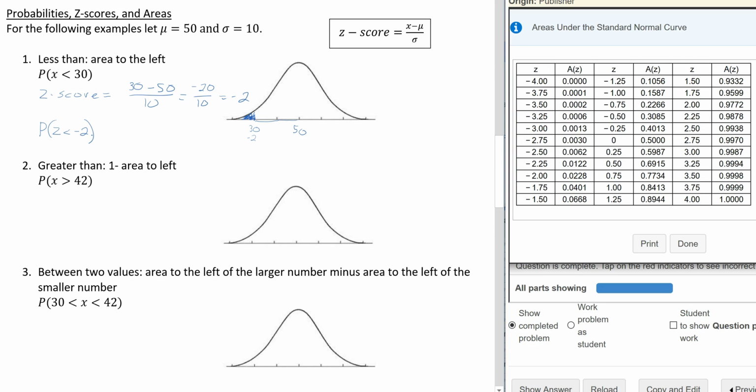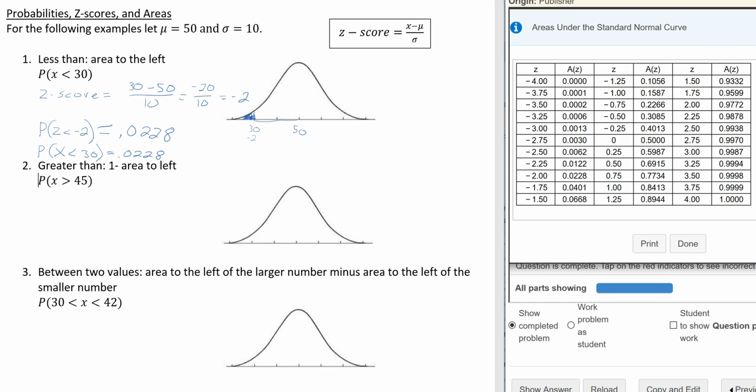In your homework, there's going to be a table, which we find over on the right. This is a list of the areas to the left of a particular z-score. Our z-score was negative 2, so we want to notice that the area is 0.0228. The area to the left of that z-score, which is 0.0228, is the probability of having a z-score less than negative 2. Now we can connect that back, and we can say that the probability of having a data value less than 30 is equal to 0.0228.